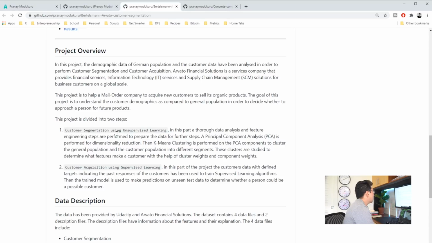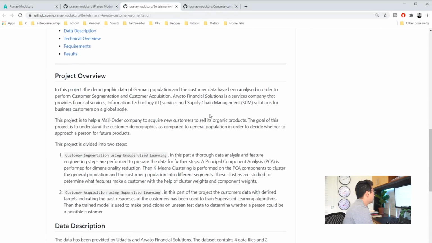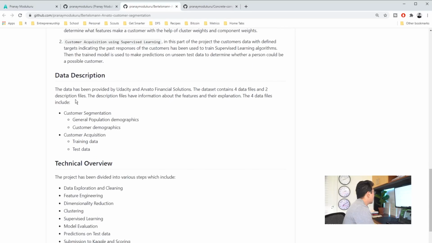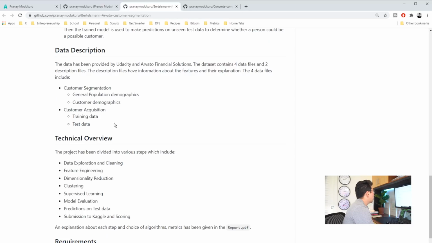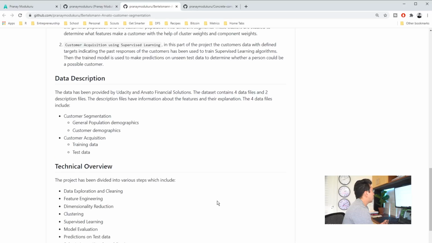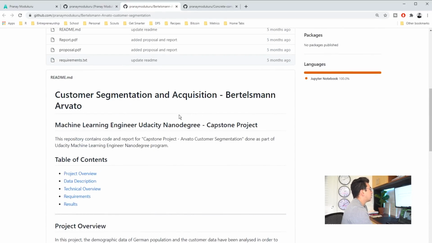So he has a nice project overview, which is a reasonable summary. It talks about the data and the description. I really like it when people go in depth into the data and then give a technical overview. He kind of hides the results in the notebook. I would like to see more results in general. I always like to see results up top in the summary. So that would be something that you might want to adjust.